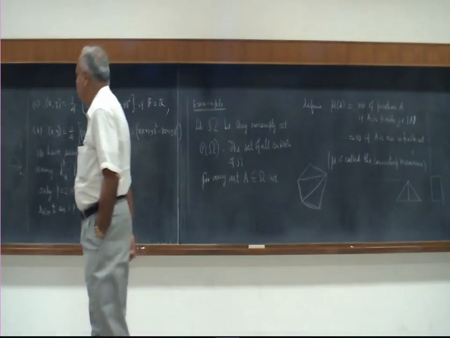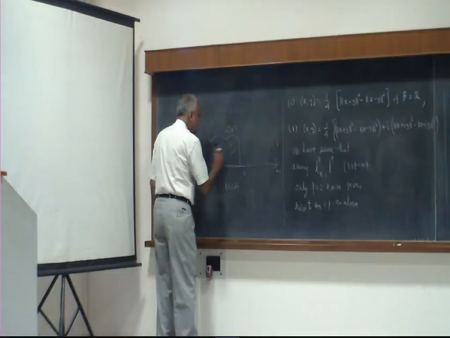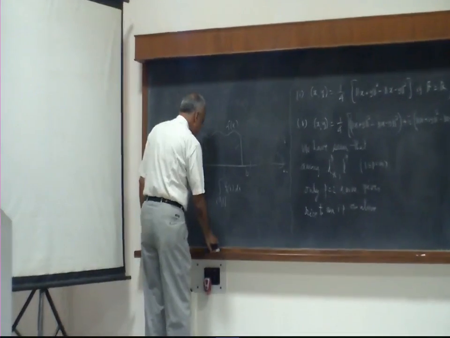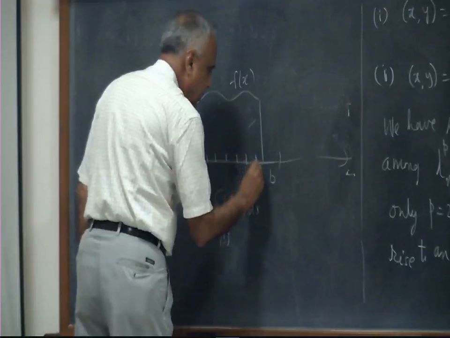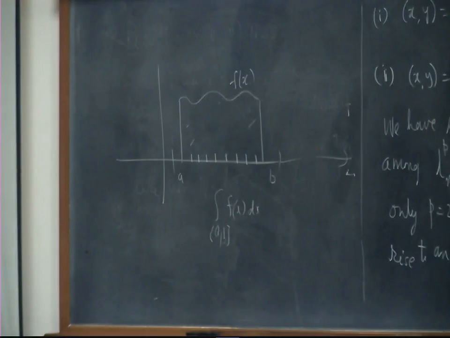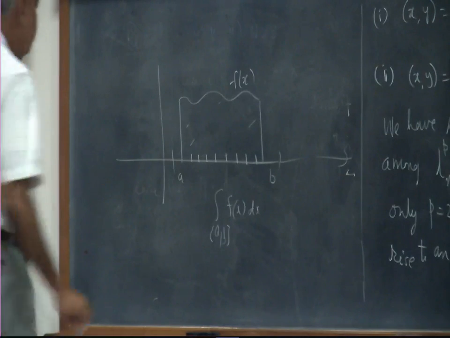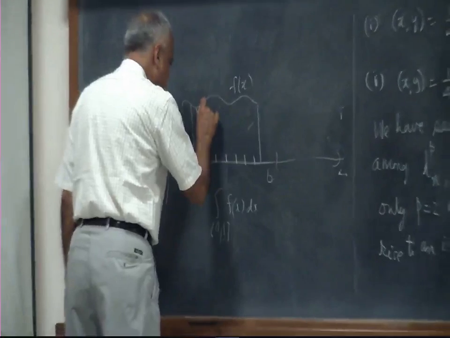Okay. So what did Riemann do? What Riemann did was, first of all, he divided this interval into a number of equal pieces. And then he erected all these ordinates.